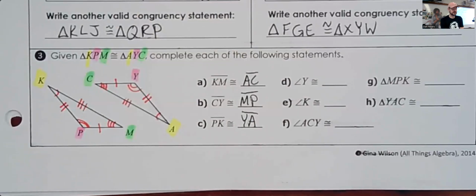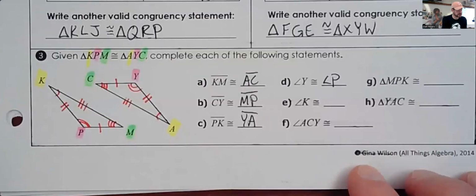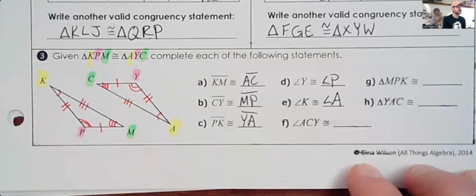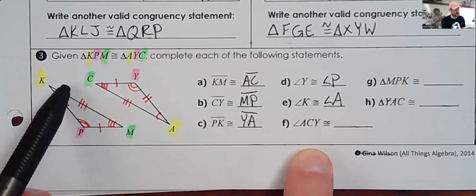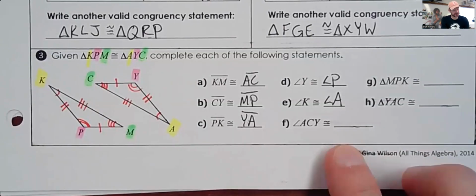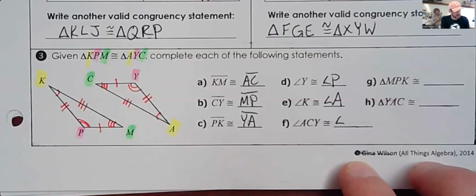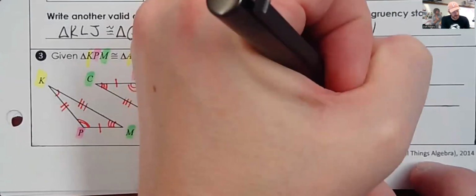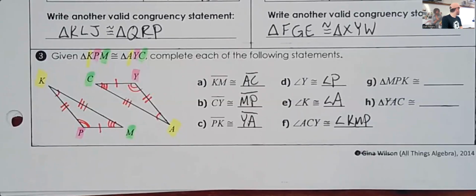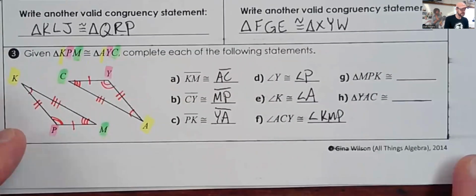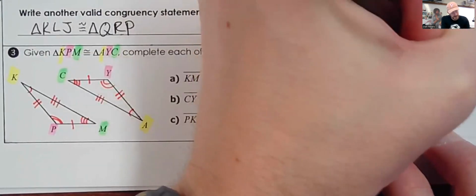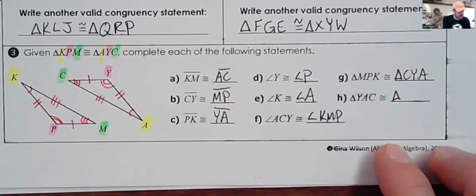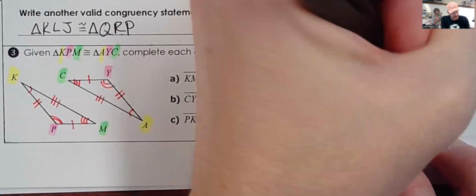All right, angle-wise. Y corresponds to what? P, so angle P. Angle K corresponds to angle A. All right, here's another one. Here's angle ACY. So ACY would be KMP. You got it. We're not dealing with triangles yet, but angle KMP. Good. Now we're talking about triangle congruence. Triangle CYA, and then PKM. Nice.